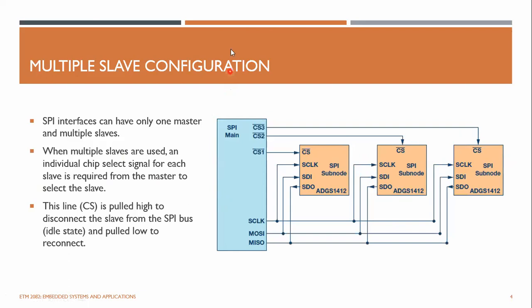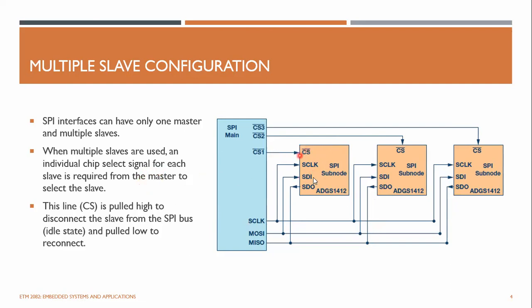So as I mentioned, SPI could have multiple slave configurations. In that case, your main or the master needs to have multiple slave select pins. So here there are 3 slaves and 3 chip select pins. Subnode 1 has one chip select, which is connected to one pin of the master, and this subnode is connected to this pin of the master. Likewise, the third one is connected to this CS3 bar. And the clock, MOSI and MISO are common for all 3 devices.